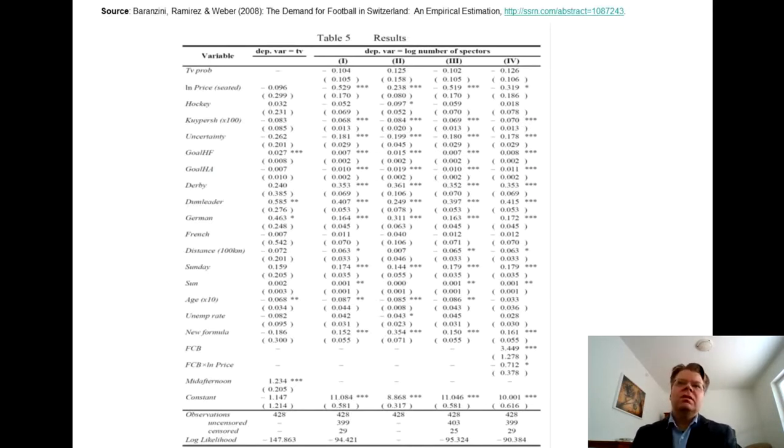So I think this example can illustrate that simply ignoring this censoring, or here in this case the capacity of the stadium, can very much influence the result. Even this price elasticity potentially has the wrong sign if we don't take the capacity constraint into account. In this study, they also have a lot of other explanatory variables, as you can see. But typically, of course, the main interest in this kind of study would be: what's the impact of price on demand and ticket sales?